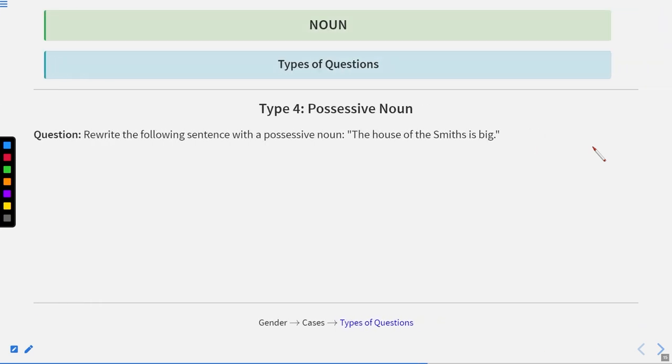Now we'll discuss possessive nouns. This is type 4, the possessive noun question. Rewrite the following sentence with a possessive noun: The house of Smiths is big. Obviously, if I want to show that this house belongs to Smith, I can use Smith's house. So I can write this sentence like this: the Smith's house is big.